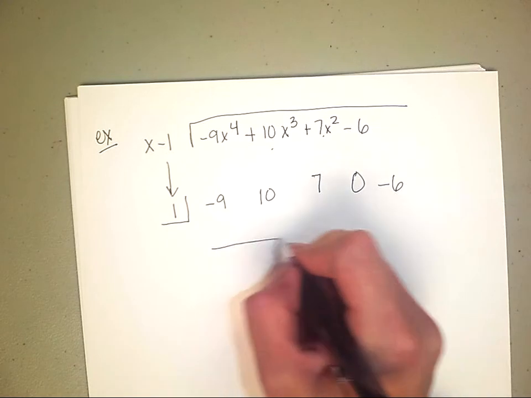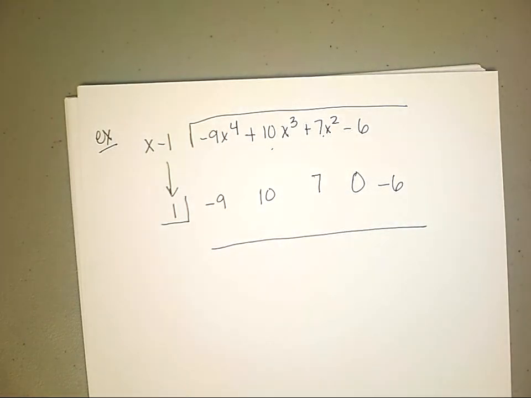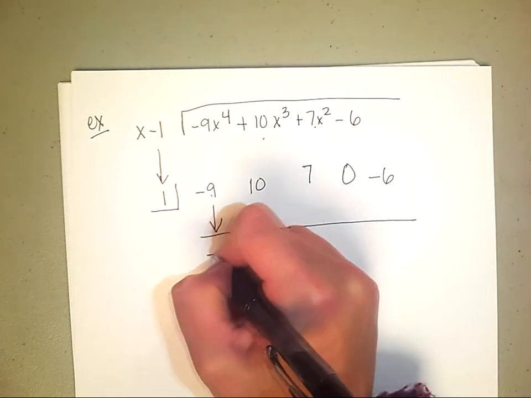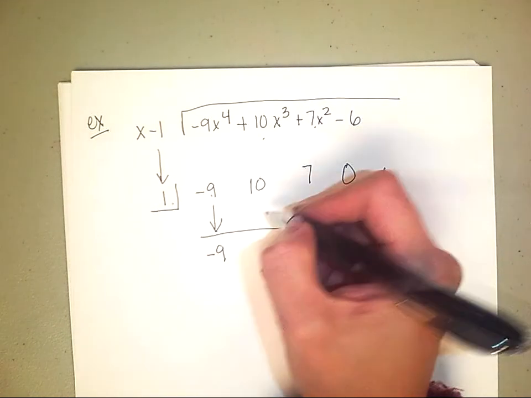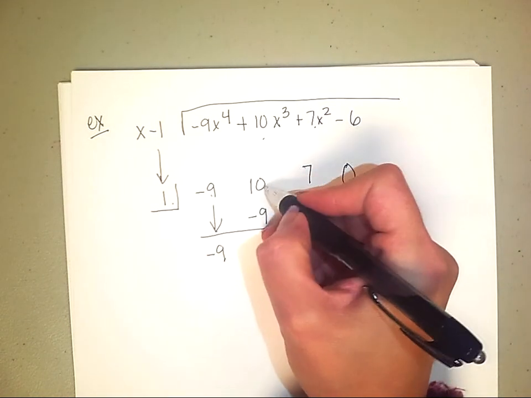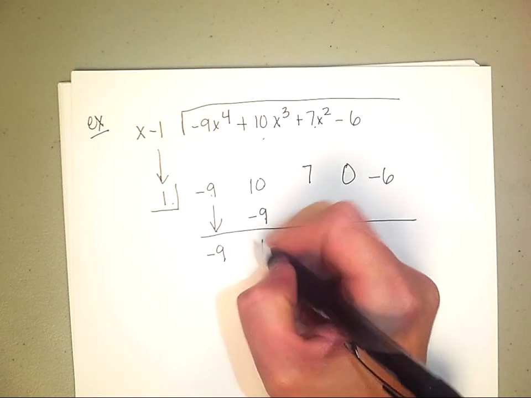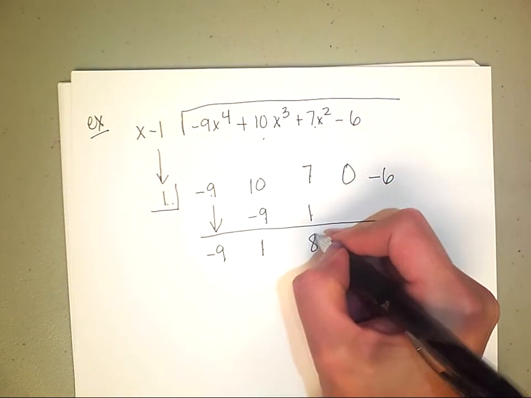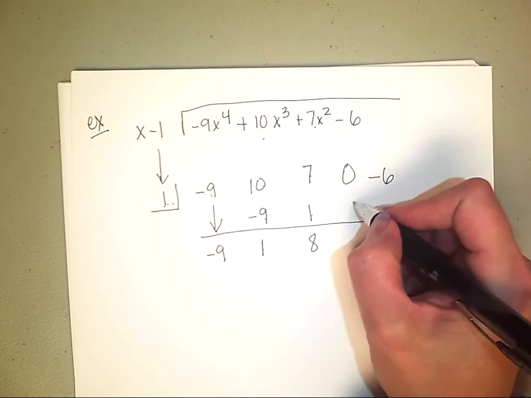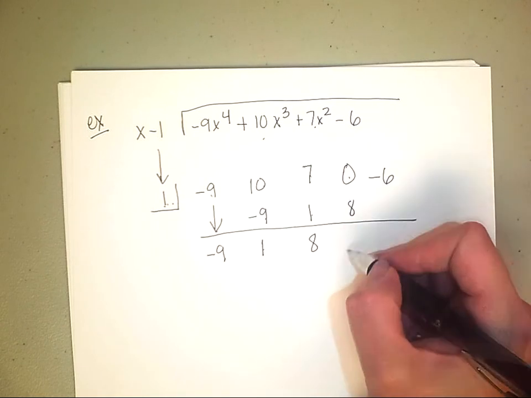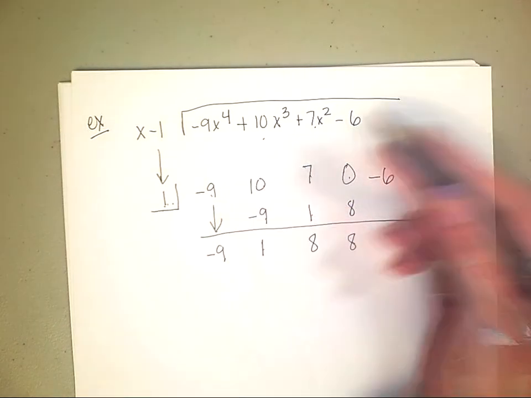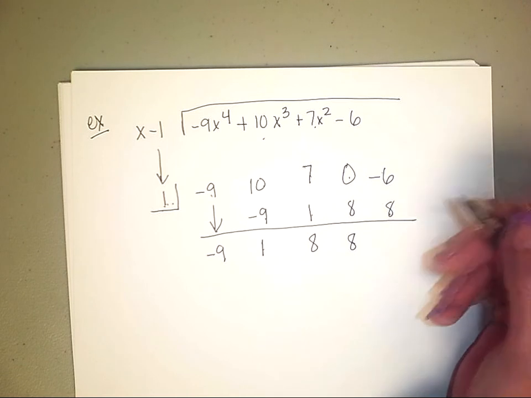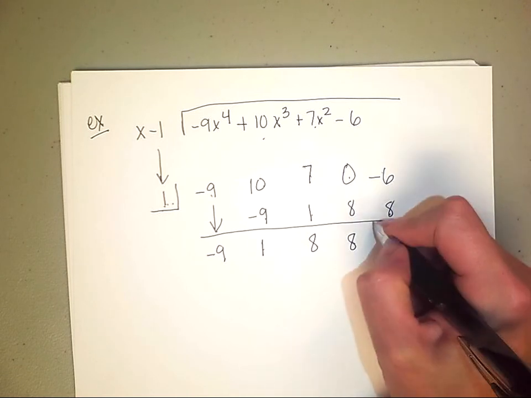We'll take the opposite of this. Now we begin. Negative 9 comes down. Negative 9 times 1 is minus 9. 10 minus 9 is 1. 1 times 1 is 1. 7 plus 1 is 8. 8 times 1 is 8. 0 plus 8 is 8. 8 times 1 is 8. Negative 6 plus 8 is 2.